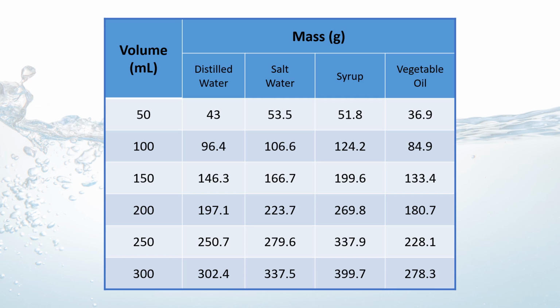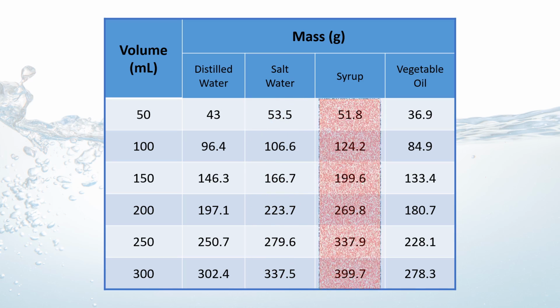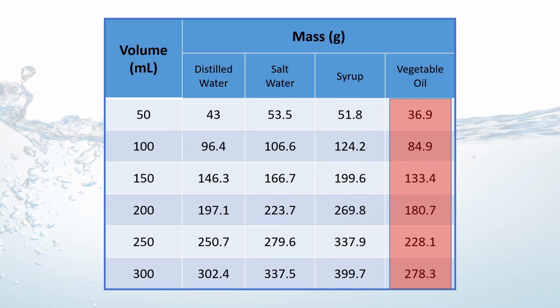In the body of the table, you can see the different fluids listed with the mass in grams for each volume of a particular fluid. So here would be the masses for distilled water, here would be the masses for salt water, for syrup, and for vegetable oil. For each volume of a substance, we measured its mass in grams using a triple beam balance.